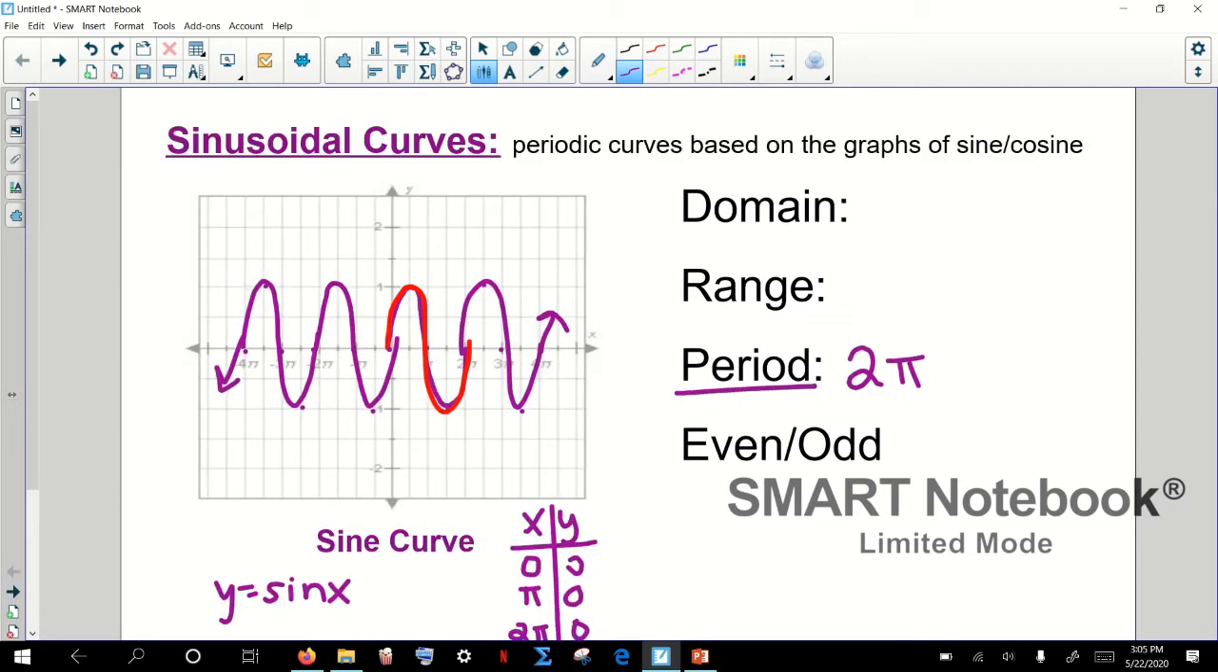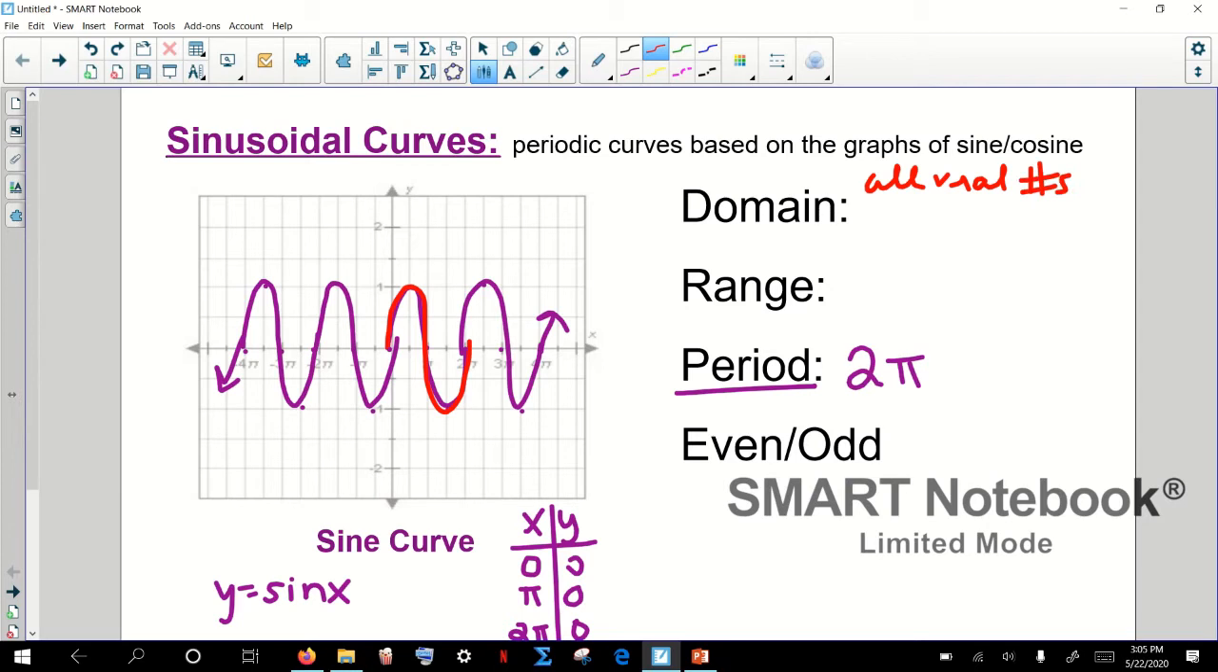So now we have to talk about domain, range, and whether these functions are even or odd. Going back to the sine curve, the domain, remember, goes left to right. What are the possible domain values? For sine, it's all real numbers. Because we don't have any holes, we can plug in any value for x. There are no asymptotes or anything like that.